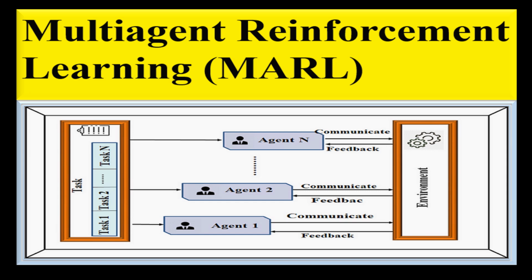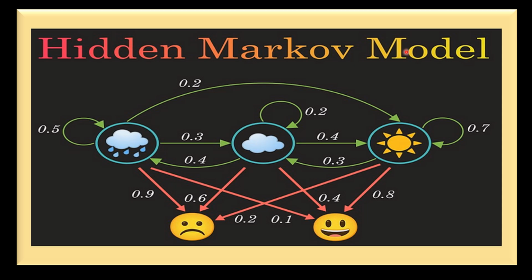So, to summarize this, we can say multi-agent reinforcement learning is a type of reinforcement learning that involves multiple agents interacting with each other and the environment to achieve a shared goal or a set of goals. In multi-agent reinforcement learning, agents can collaborate, compete, or form coalitions to achieve their goals while considering the impact of their actions on other agents and the environment. Now, multi-agent reinforcement learning algorithms use techniques such as communication, negotiation, and coordination mechanisms to manage the complexity of multi-agent interaction. Next comes hidden Markov models.